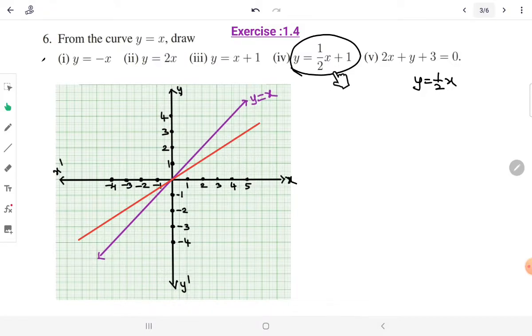Then to this they have added plus 1. Plus 1 means now this red curve. So let me draw here. I will mark this.